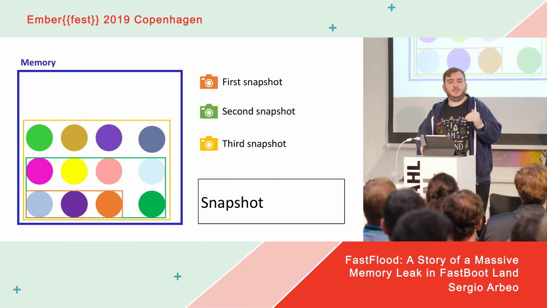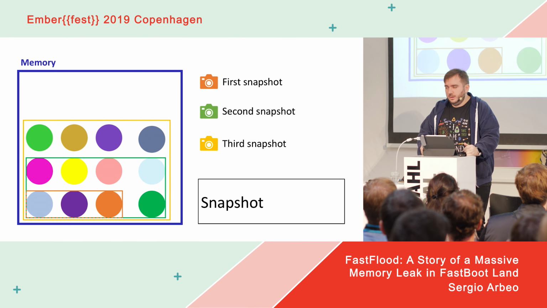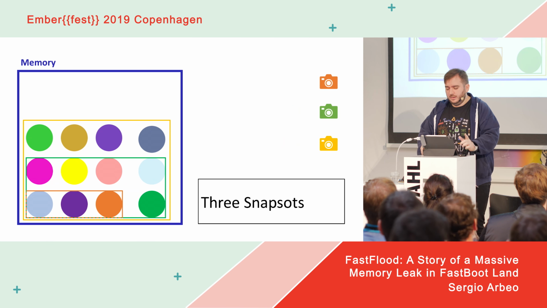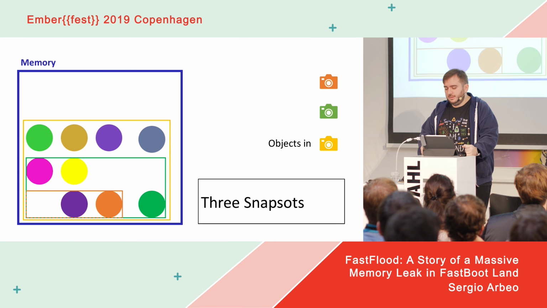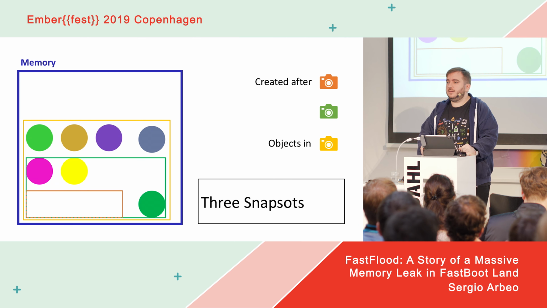By the way, the circles that faded away are supposed to be collected by the garbage collector. So with this information, we can use the 3-snapshot technique. We are interested in the objects in the third snapshot that were created after the first one, so we don't want those two in the first snapshot, but were created before the second snapshot. That means we are not interested in those 4 above.